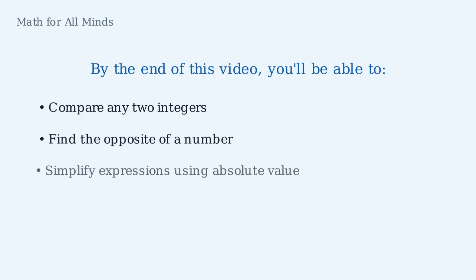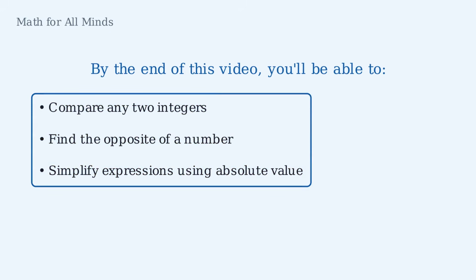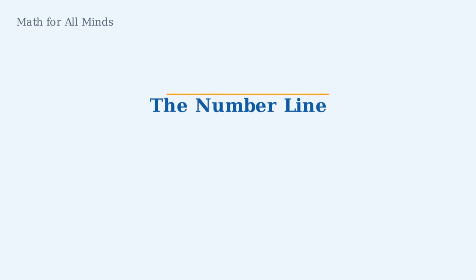By the end of this video, you'll be able to compare any two integers, find the opposite of a number, and simplify expressions using something called absolute value. Let's start with the number line itself.